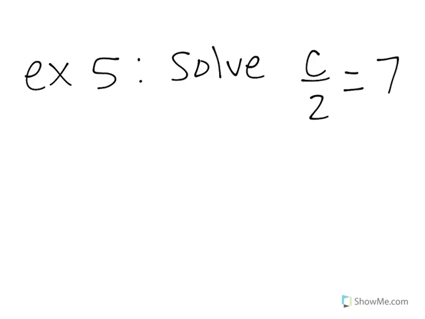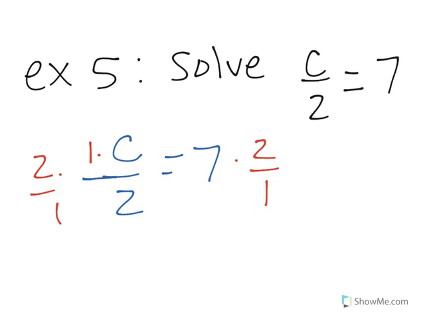My last example is solving for my unknown variable of c. So what this is saying is some number divided by 2 equals 7. So I'm just going to rewrite my equation. So I have c divided by 2 equals 7. There's an imaginary 1 that's next to my c. So this is really saying 1/2 times c equaling 7. So pretty much I'm just multiplying both sides by the fraction 2/1, because the reciprocal of 1/2 is 2/1.